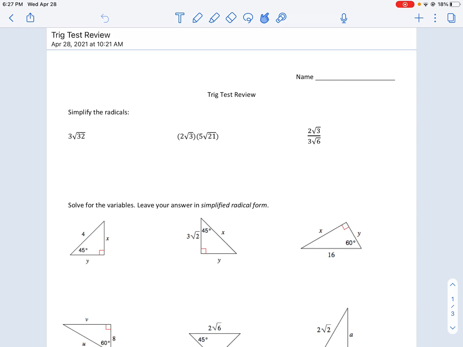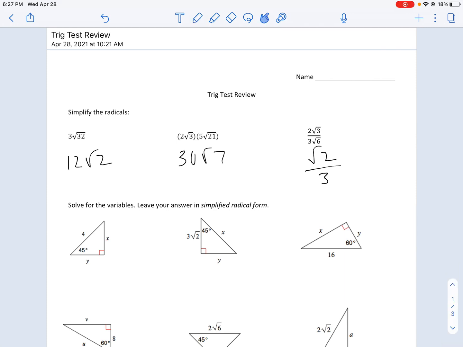All right, guys, let's look at the test review. So these first ones are easy enough. You can just go ahead and throw them into a calculator. Don't forget about using Mathway. So I've got 12 square root of 2, 30 square root of 7. And our last one, we've got 2 square root of 3 divided by 3 square root of 6. That's going to give me square root of 2 over 3.